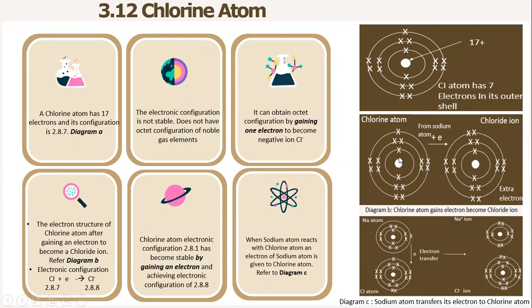You can see the actual chlorine electronic configuration is 2.8.7. So it becomes stable by gaining an electron and achieving the electronic configuration of 2.8.8. So when a sodium atom reacts with a chlorine atom, an electron of the sodium atom is given to the chlorine atom, as shown in diagram C on the right hand side.